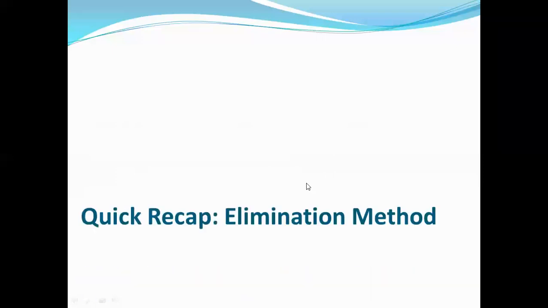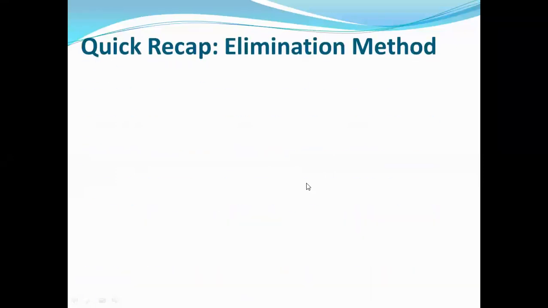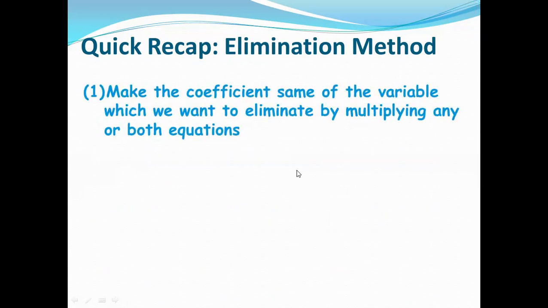As you can understand from the word eliminate, it means to remove something. In this method, we remove one of the unknowns to find the value of the other unknown. In this method, we have to have the same coefficient of the unknown. If we don't have, then we have to make the coefficient the same for the variable which we want to eliminate by multiplying any or both equations.